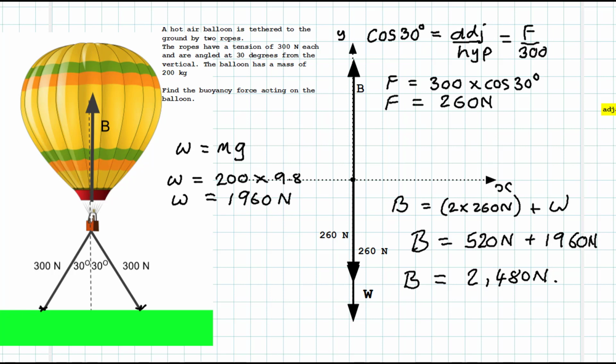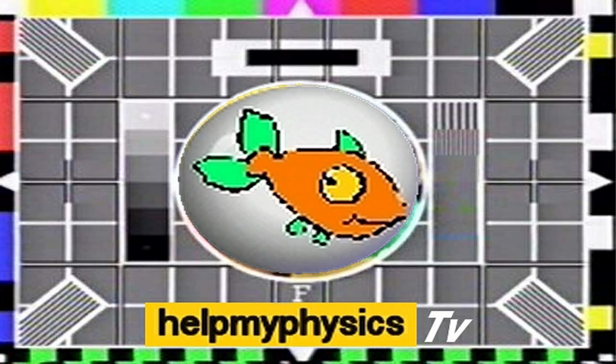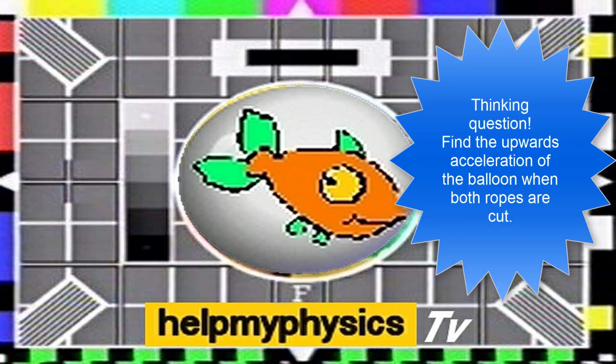So that's a very complicated balloon problem done by ropes at different angles to the vertical, and we have to use our components of those vectors to solve the problem. Physics is wonderful. Physics is cool.